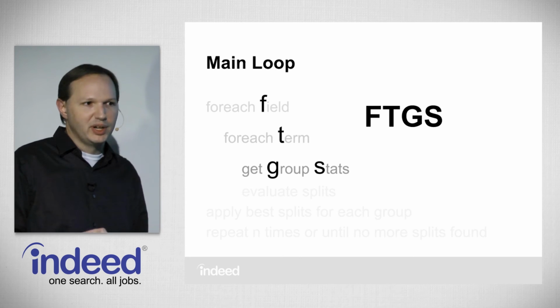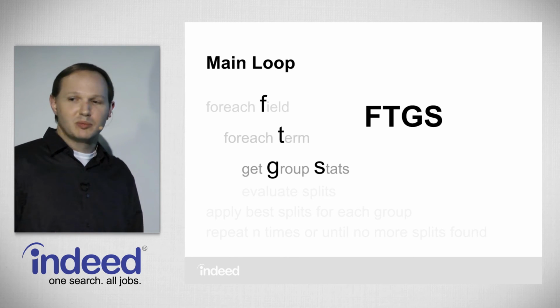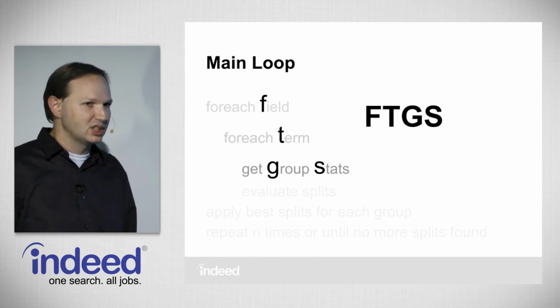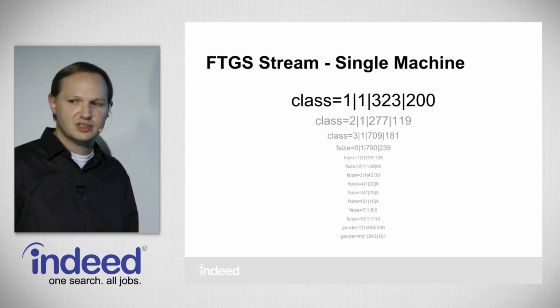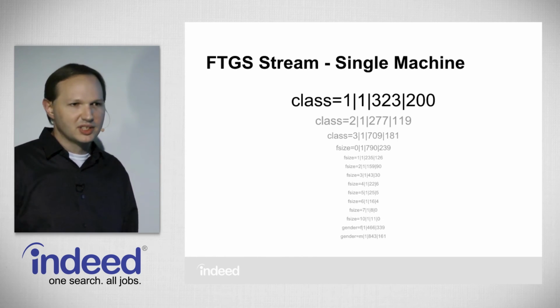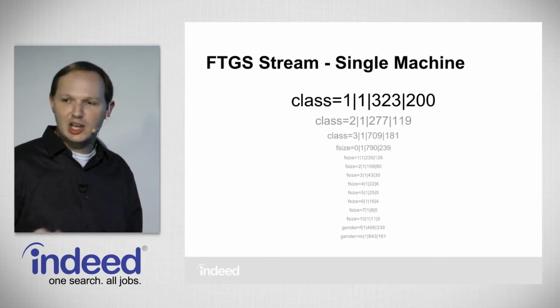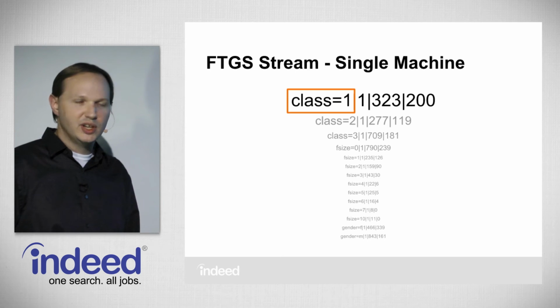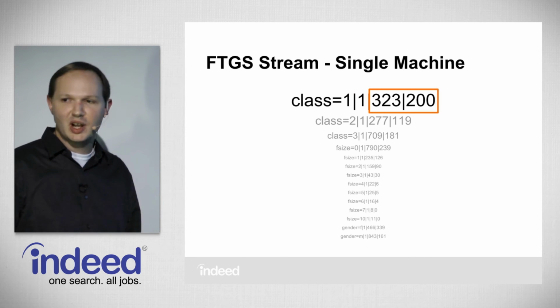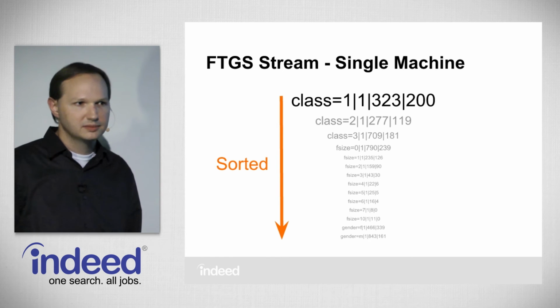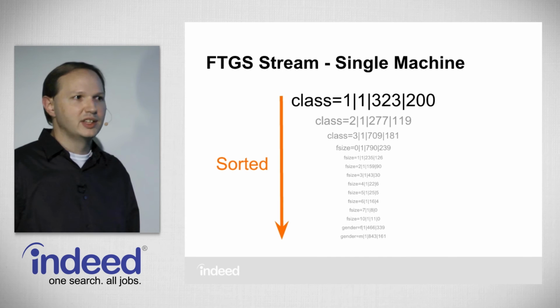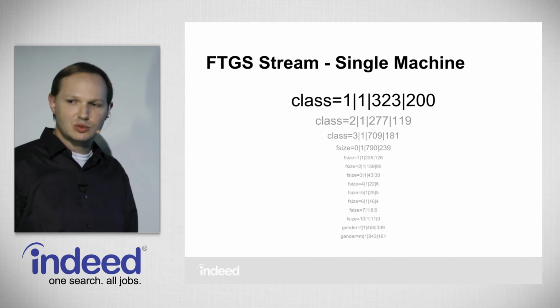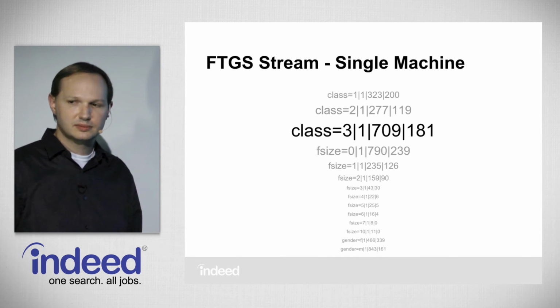If you were to add a print line after this loop and just print out the field, the term, and the statistics for each group, it'd look something like this. This is all the information we need to evaluate the best splits for each iteration. We've got the field, we've got the group, and we've got the statistics for the current group. And these are all in sorted order, starting with the field, then the term, and then the group. And this is what it looks like for the Titanic data.